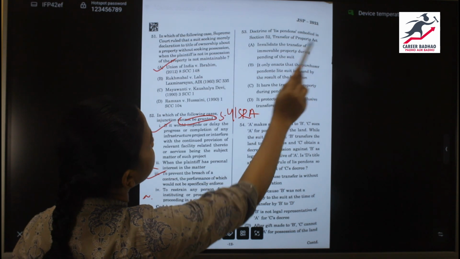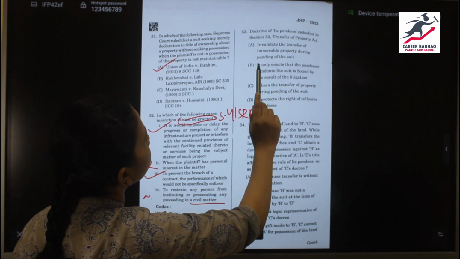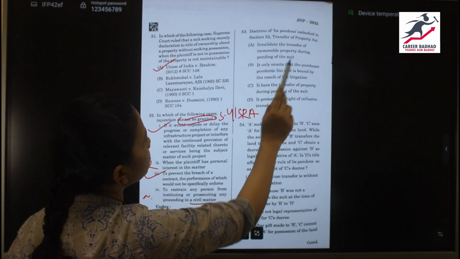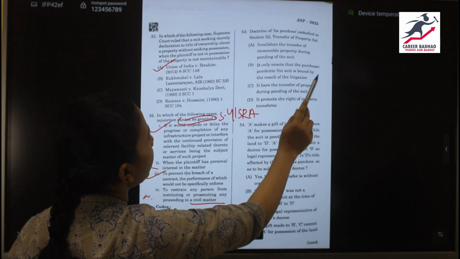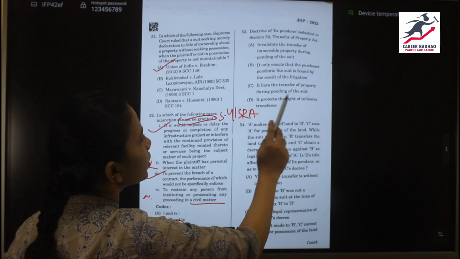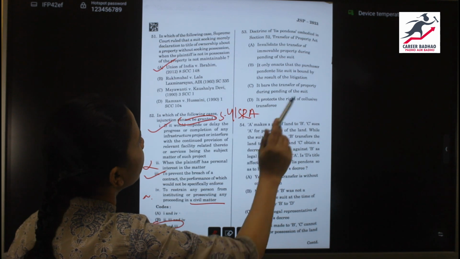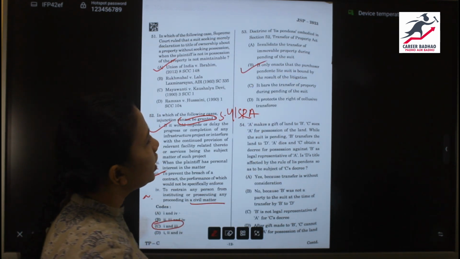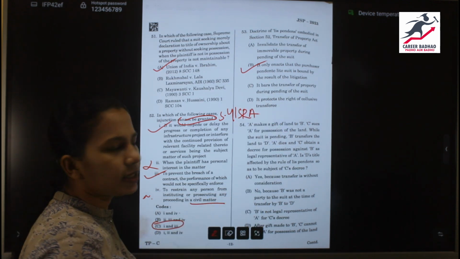Doctrine of lis pendens embodied in section 52, Transfer of Property Act: invalidates the transfer of immovable property during pendency of suit, or it only enacts that the purchaser pendente lite is bound by the result of the litigation, it bars the transfer of property during pendency of the suit, it protects the right of collusive transferee. So the most appropriate option would be option number B, that is it only enacts that the purchaser pendente lite is bound by the result of the litigation.